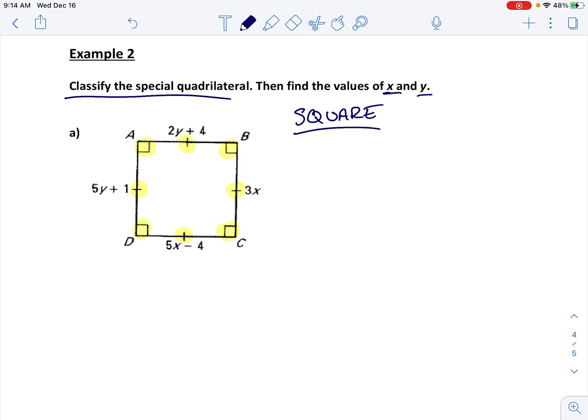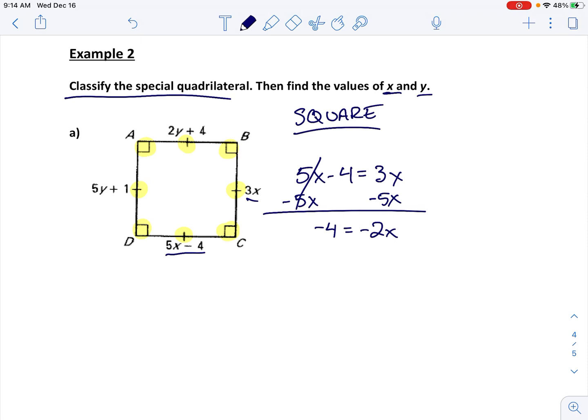And I'm seeing x here. Well, x is 3x, and 5x minus 4 is here. And those sides have to be equal. So let's just do that. We'll say 5x minus 4 has to equal 3x. And from here, we will solve. I'm actually going to take away the 5x, get my x's on one side, so those will cancel. Bring down the negative 4 equals negative 2x. And then we'll divide by negative 2. Cancel those out. And so x equals 2.